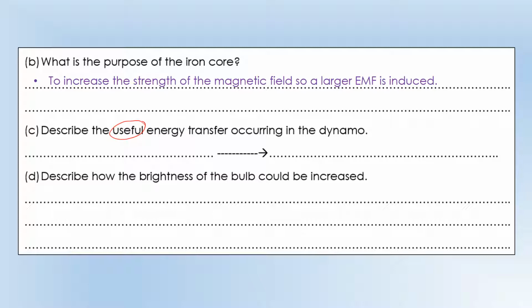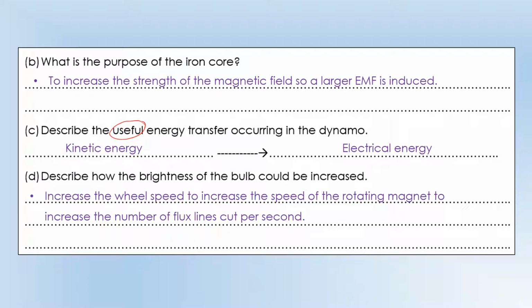So we've got the bike wheel moving, so we're starting with kinetic energy, and we use it to produce electrical energy, which we might then turn into light or whatever it is. So describe how the brightness of the bulb could be increased. What we would need to do is increase the wheel speed, because that makes the speed of the rotating magnet increase, and that means the number of flux lines cut per second increases. So that's what we'd need to do, essentially pedal faster.